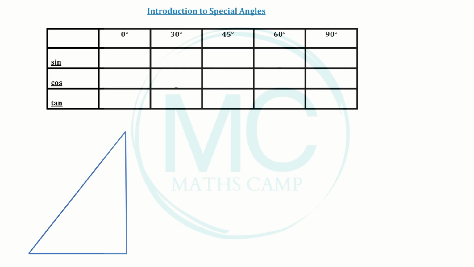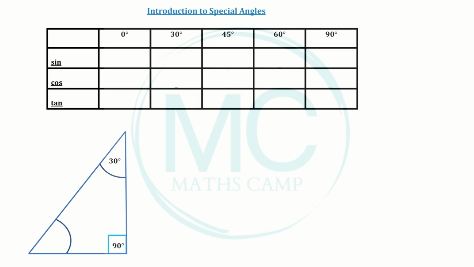Let's mark down our right angle, and we can write in 90 degrees in here. Let's draw an angle at the top of the triangle and again at the bottom. Our special angles are 0, 30, 45, 60, and 90 degrees. We cannot draw an angle of 0 degrees in a triangle. So let's move on to 30 degrees. Let's say that the angle at the top of the triangle is 30 degrees.